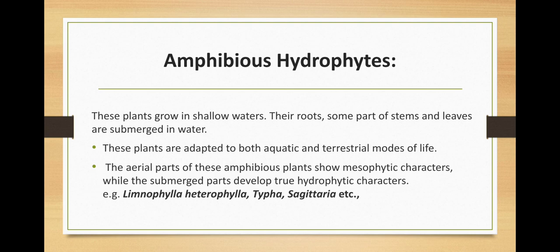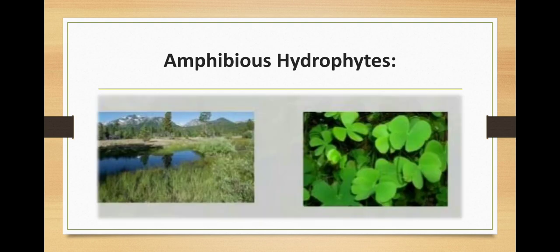Amphibious hydrophytes. These plants grow in shallow waters. Their roots, some part of the stem and leaves are submerged in water. These plants are adapted to both aquatic and terrestrial modes of life. The aerial part of these amphibious plants shows mesophytic characters, while the submerged part develops true hydrophytic characters. You can see here the example of an amphibious hydrophyte plant.